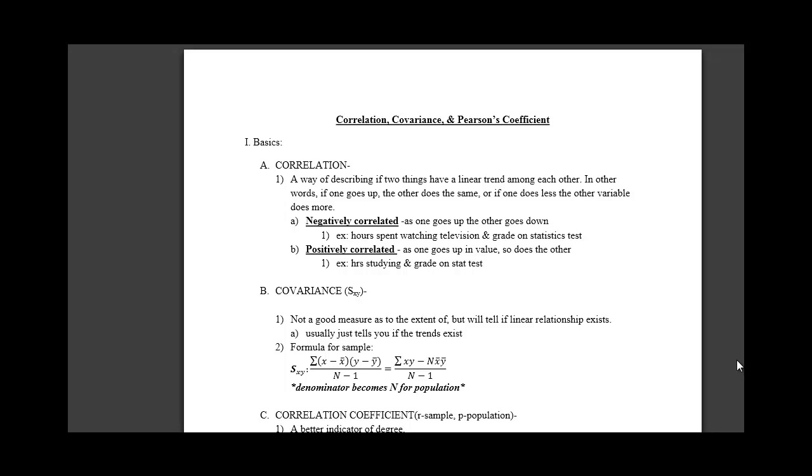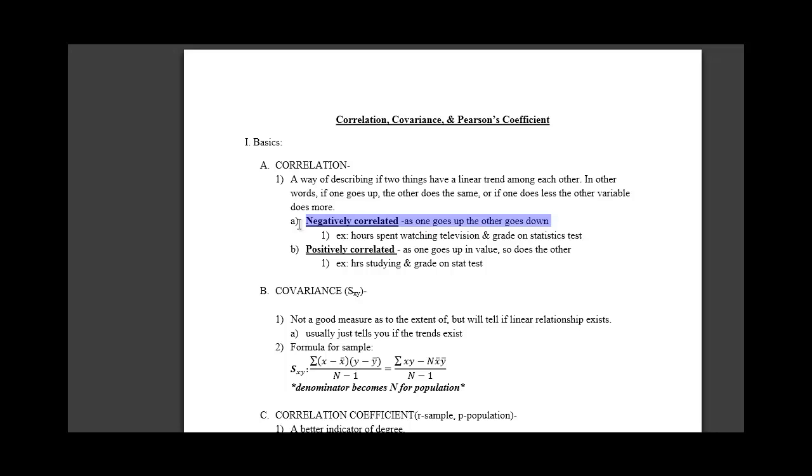Today we're going to look at correlation, covariance, and Pearson's coefficient. What is the concept of correlation? Well, correlation is a way of describing the pattern among two things and determining whether there's a linear trend in the behavior of those two things. So in other words, as one of them goes up, does the other one go down? If that's the case, then it is negatively correlated.